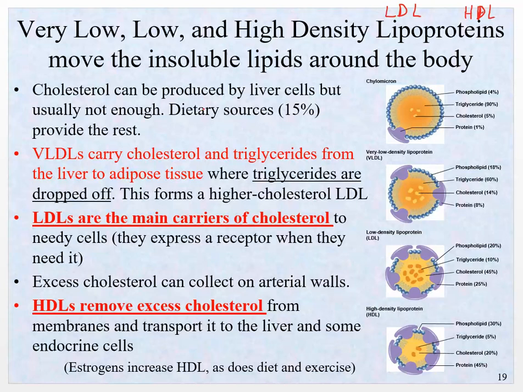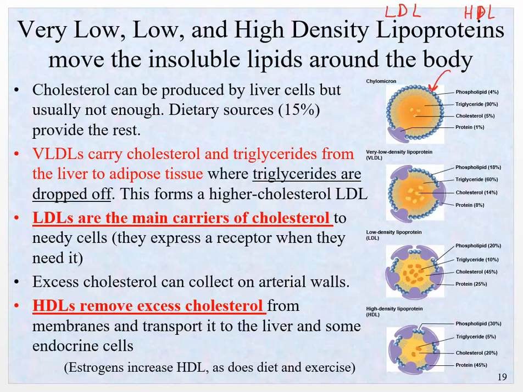Fat tends to blob up. So we can't just have fats squirted into our bloodstream, because it would blob up, just like when you put oil in water. So it has to be covered by proteins and phospholipids. We can see that here. The blue here are the phospholipids, and then there are proteins that are stuck in there.